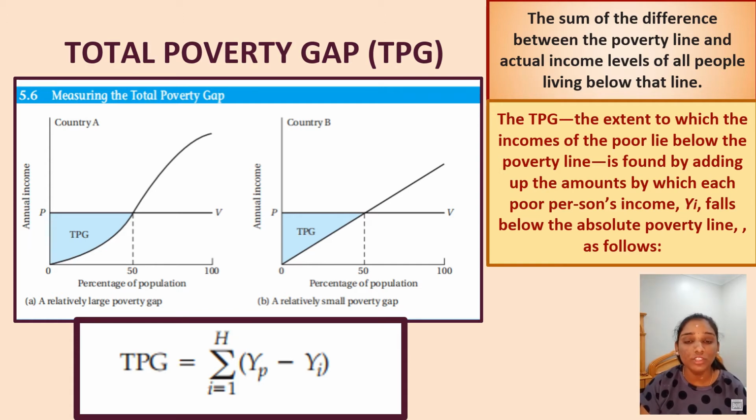Even though in both country A and country B, 50% of the population falls below the same poverty line, the TPG in country A is greater than in country B. Therefore, it will take more effort to eliminate absolute poverty in country A.